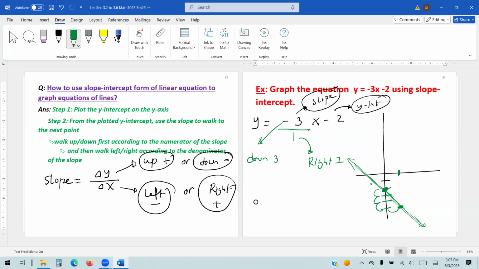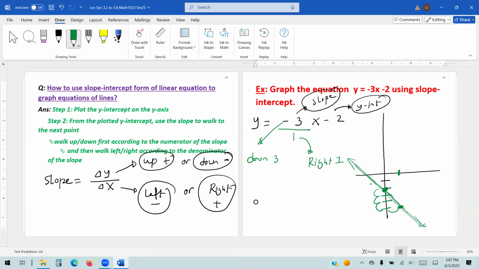So you have to remember this. The numerator is the y, because look at the slope. Slope tells us the numerator is y, denominator is x. And y means y-axis, so either you're going straight up or straight down. And x means the x-axis, so either you're going to the left or you're going to the right. So up, down, and then left, right.